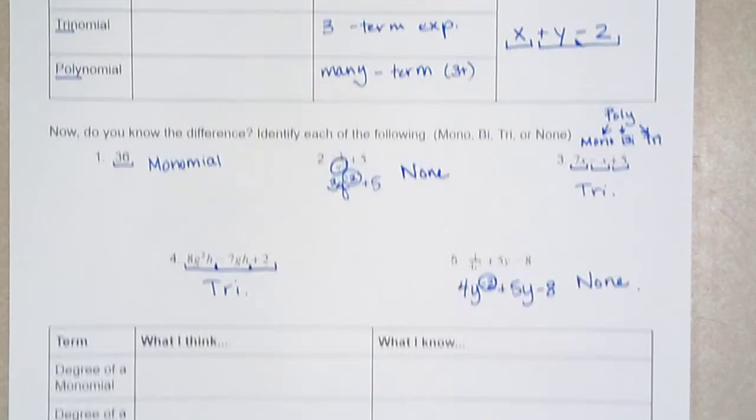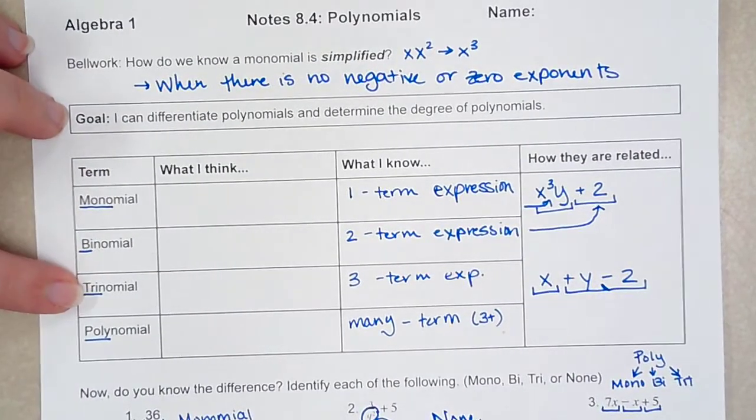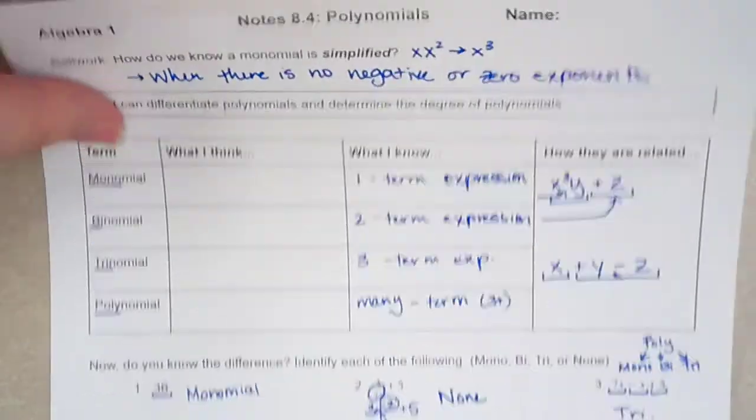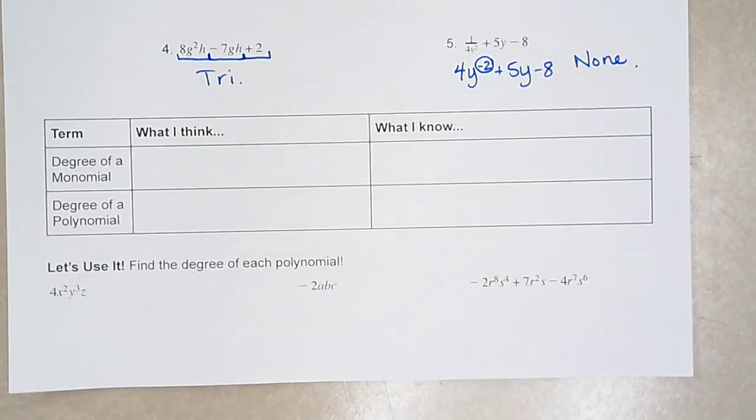So we can not only differentiate based on how many terms they have, but we can also talk about the size of those terms. And the size is called the degree. So the degree of a monomial or the degree of a polynomial are their sizes. Now in this what I think section, I want you to try and tell me what you think the difference is. How do we define the size of a monomial, one term, versus a polynomial, more than one term?